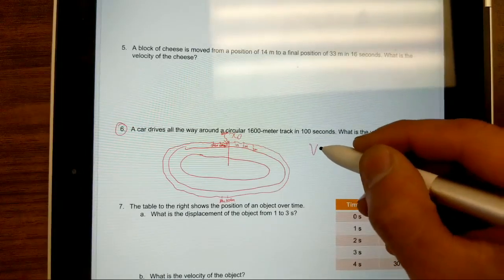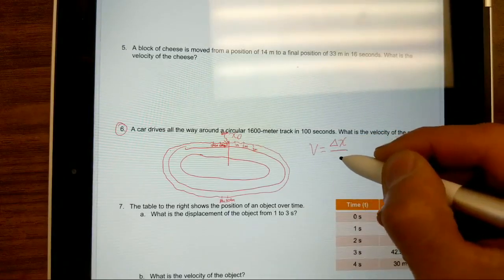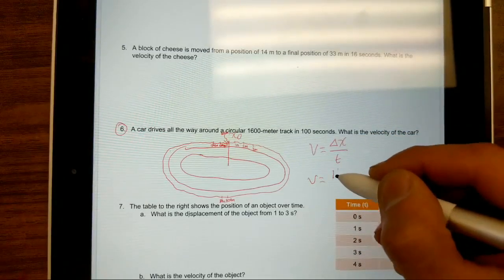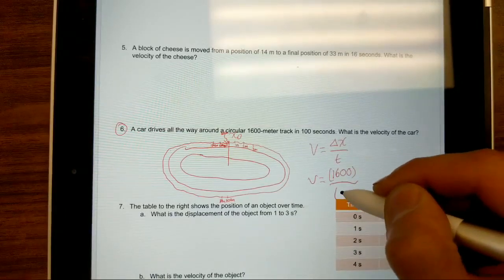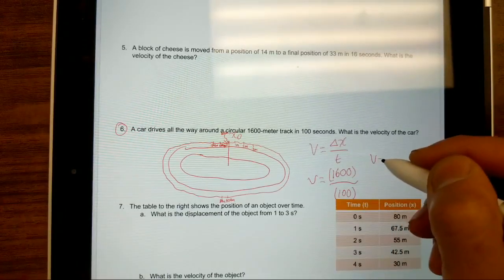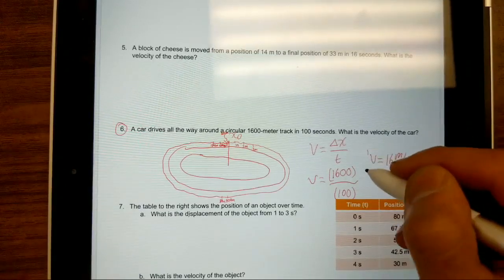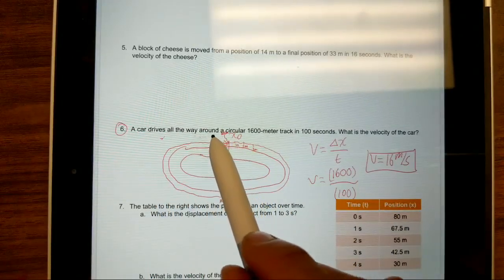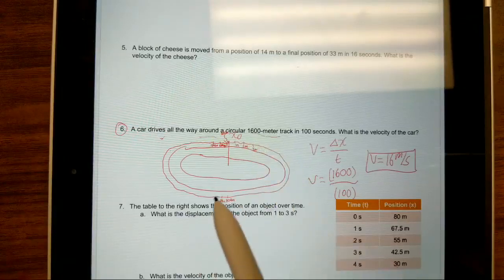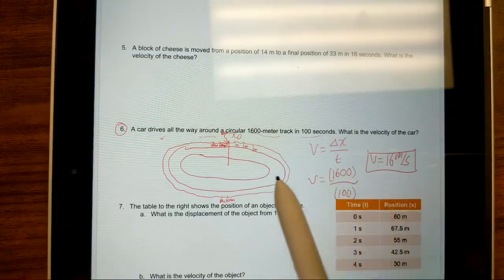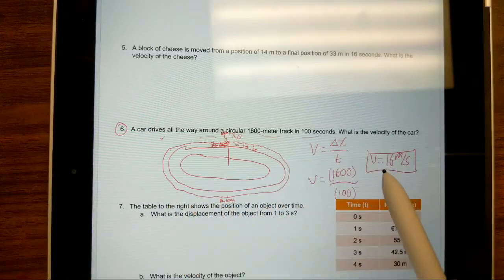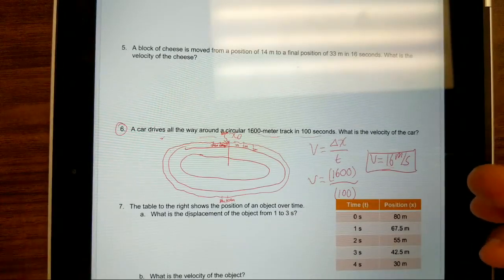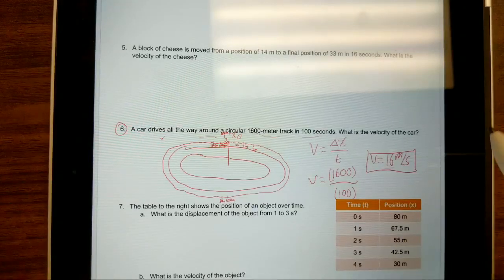With that in mind, we want to know how fast we went. So I write my velocity equation, and I know I traveled a total of 1600 meters, and it took me 100 seconds to get there, and so my velocity was 16 meters per second. This makes much more sense because I was in fact driving around a circular track, and I was able to drive a total of 1600 meters, and it only took me 100 seconds. So that means that every second I should have been covering 16 meters. I just wanted to show you these two problems right next to each other to show you the difference in solving those.